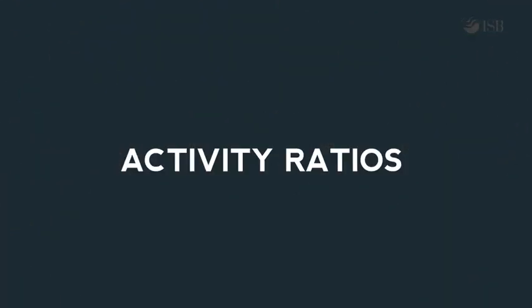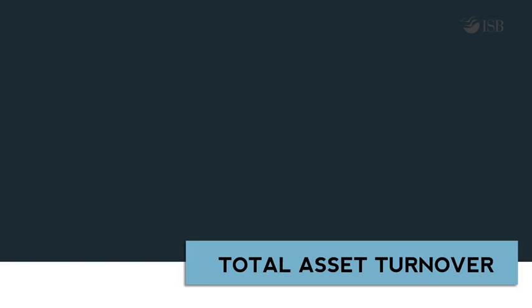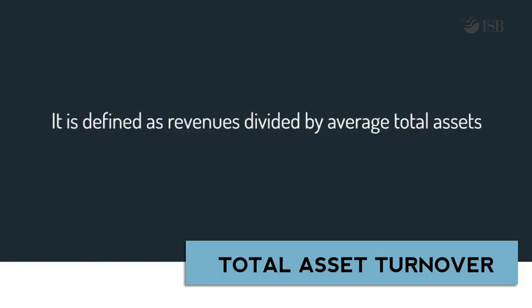Activity ratios measure a company's ability to convert assets and liabilities into cash or sales. The faster it is able to do this, the more efficiently the company is run. The first activity ratio is the total asset turnover. It measures how efficiently a company uses all its assets to generate revenues. It is defined as revenues divided by average total assets.